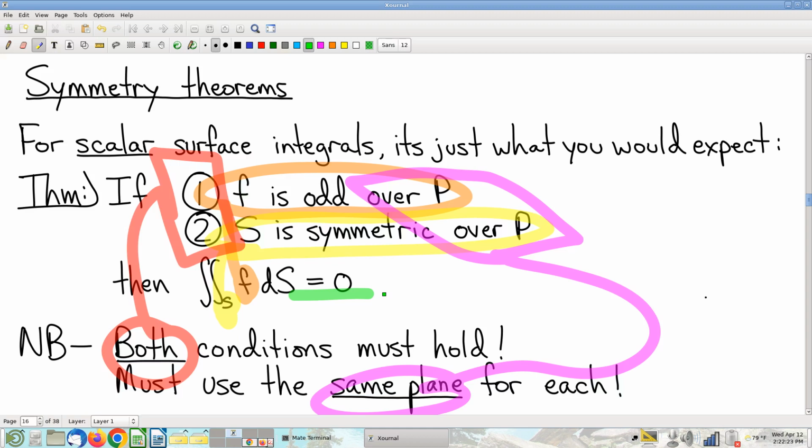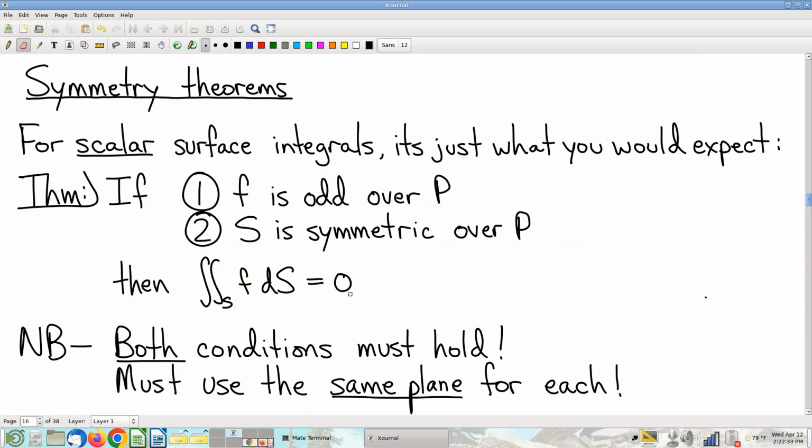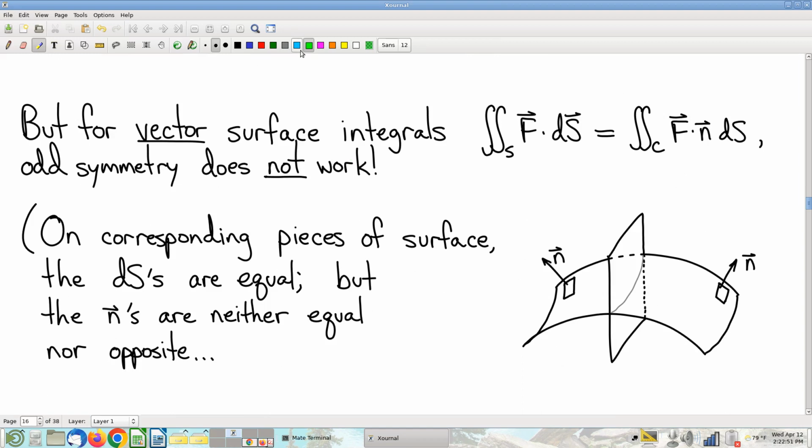And outside of this course, again, surprisingly often this kind of stuff comes up. Okay. All right. So we love symmetry. Good news. The bad news: notice I underlined scalar surface integrals. This only works for scalar surface integrals. It does not work for vector surface integrals. For vector surface integrals, no luck. It just doesn't work.